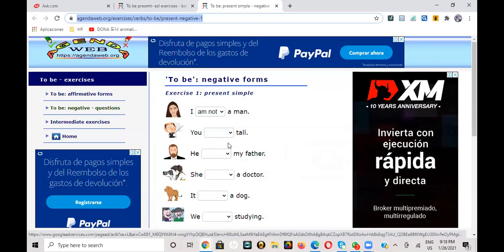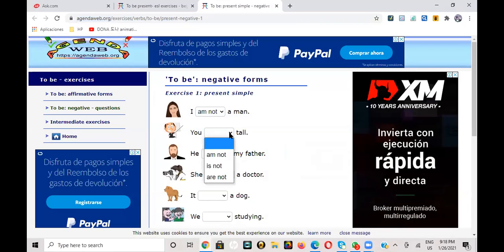Ok, very good. Ok, what is the answer for number 2? You are not tall. ¿Qué dice en español? No, usted no es alto. Tú no eres alto. Okay, what about number 3? It's not my father. Él no es mi padre. Number 4. She isn't a doctor. What is her occupation?